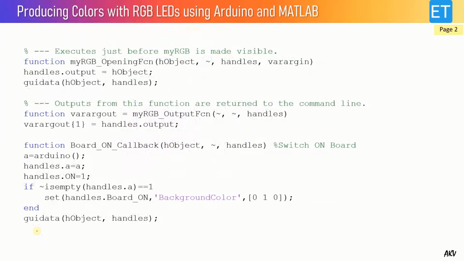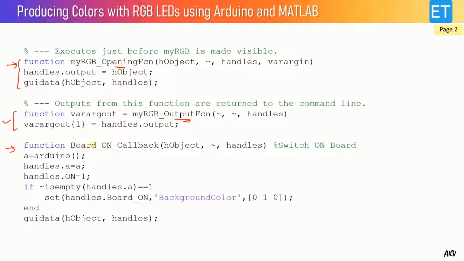And here you get this opening function. This is common to all GUI, so again, you don't have to change anything here. And this is your output function, again, which is common to all GUI. Again, no need to change anything here. And now our control statements start from here.